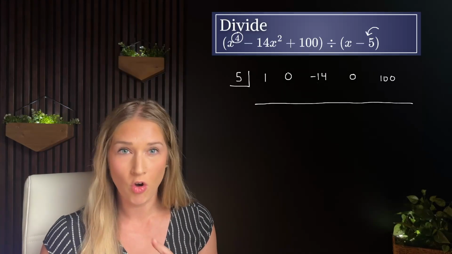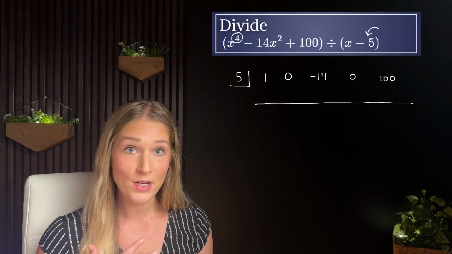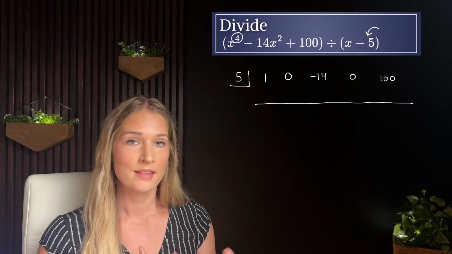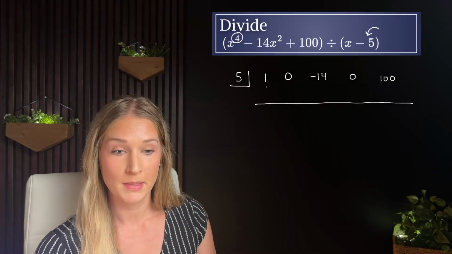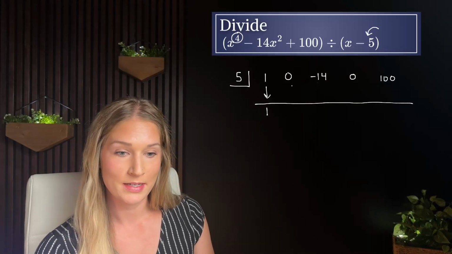So that's going to be all we're doing, is we're just subtracting down, subtracting down, subtracting down. We're not asking, what do I multiply by to get anything? That's all embedded within this. I start by dropping my 1 down, and then I multiply up. 5 times 1 is 5.